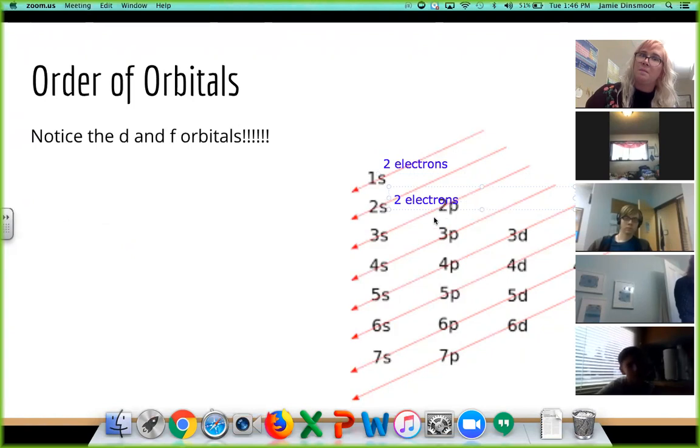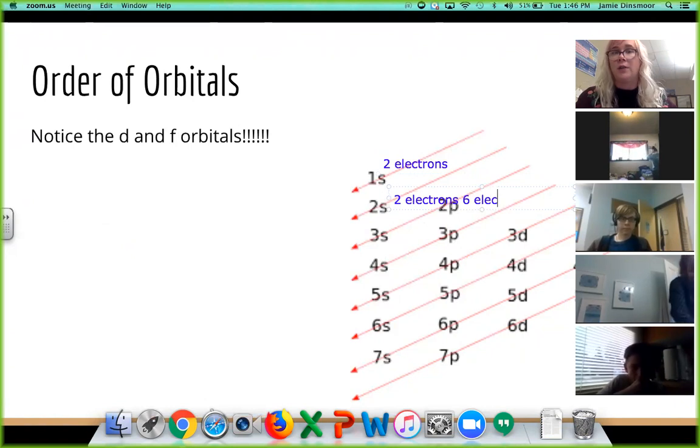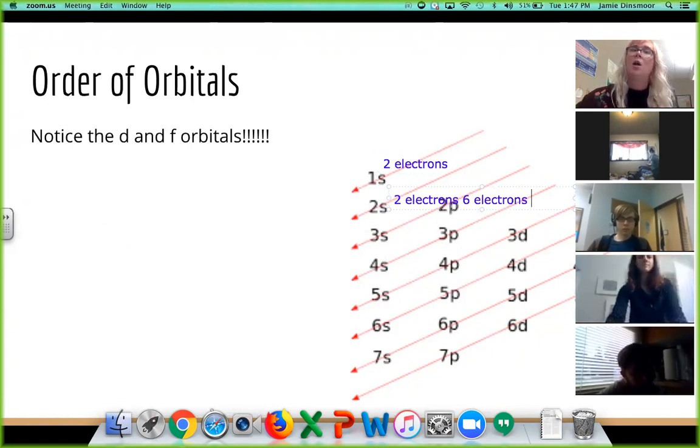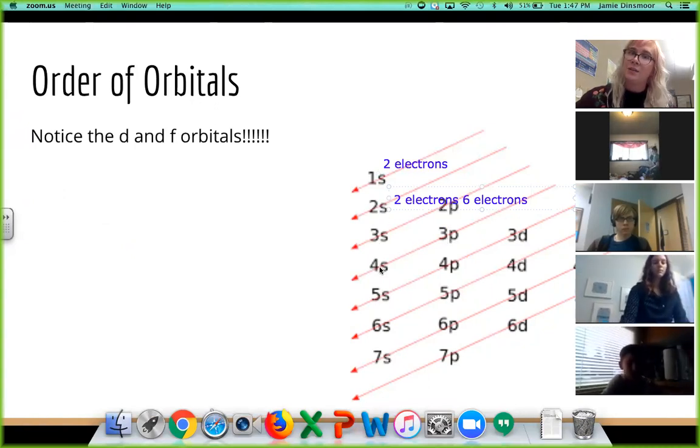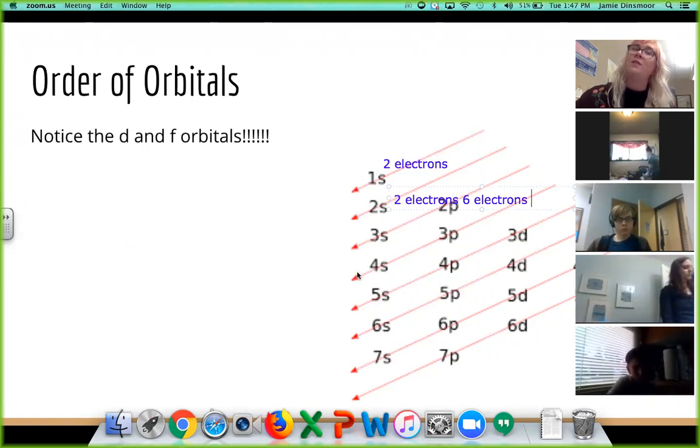Then we have a 2p, because you follow the way that these arrows go, which by the way, the shortcut's going to be way easier than this. In a 2p orbital, we can have 6 electrons. Again, that's just something you have to know. 6 can fit in the shape of a p orbital and be satisfied, right? Then next, we would go to 3s, right? Then we would go to 3p, then 4s, then 3d, then 4p, then 5s, then 4d, right? So we would follow the way that these arrows are drawn.